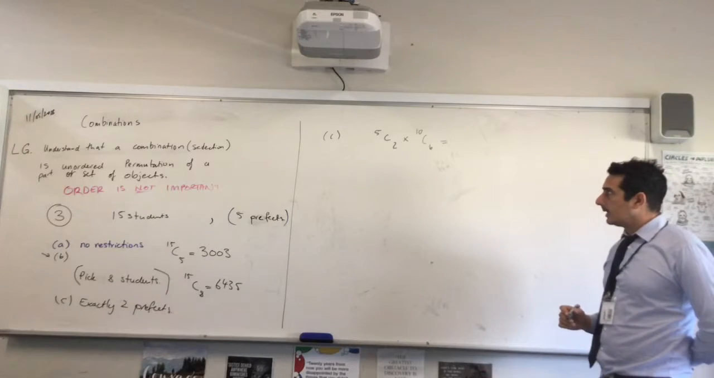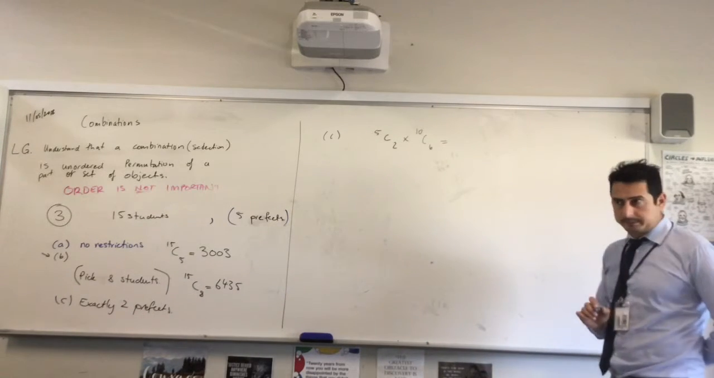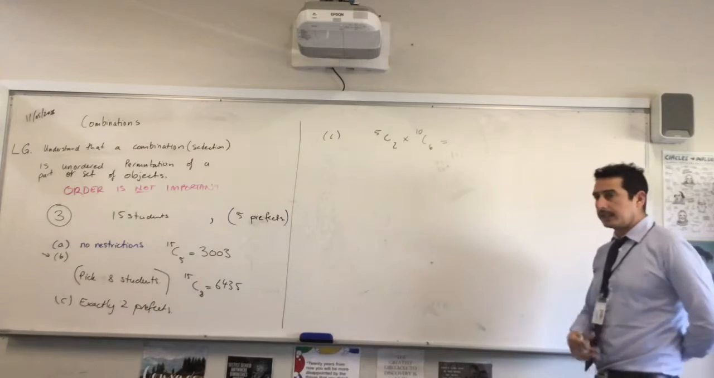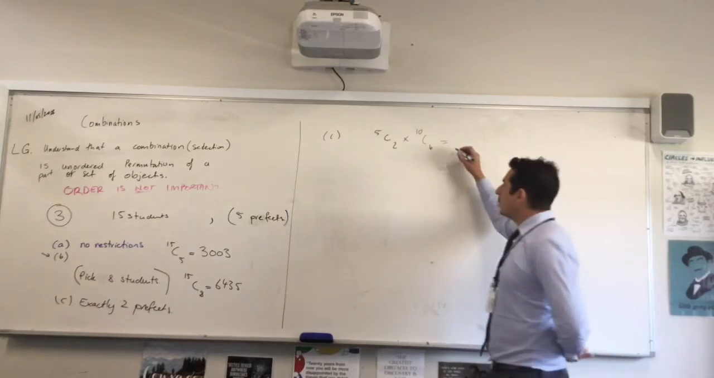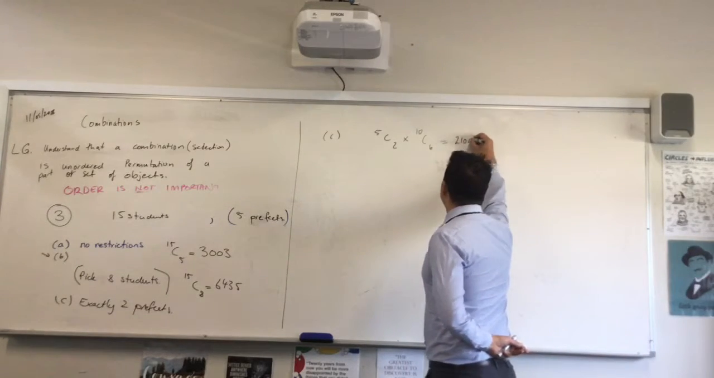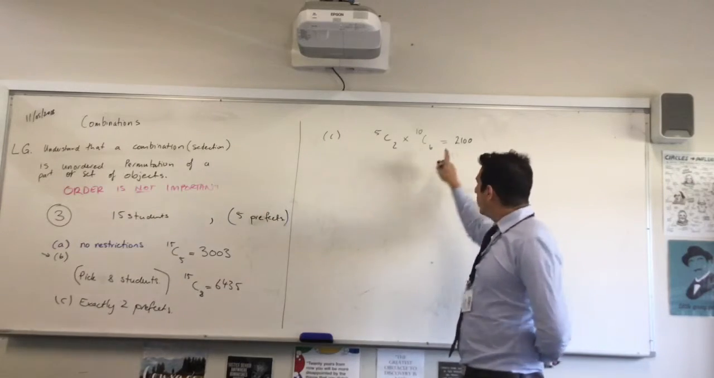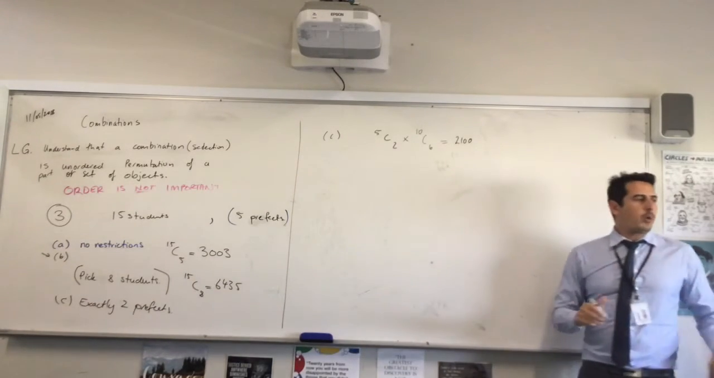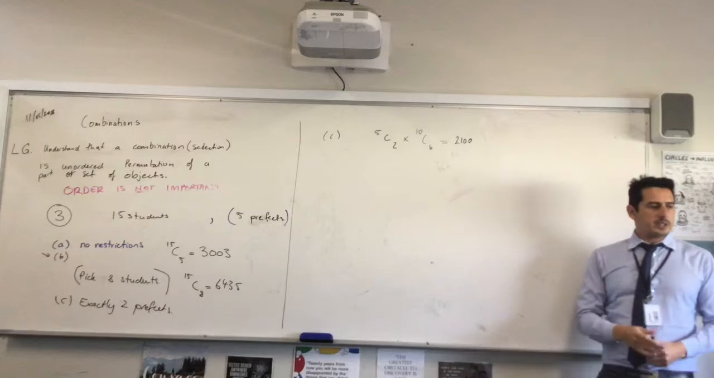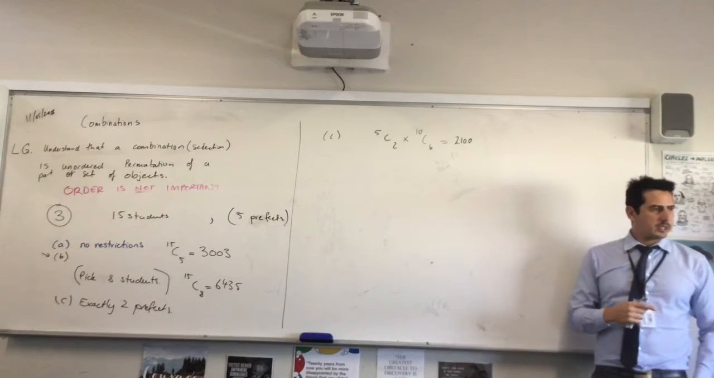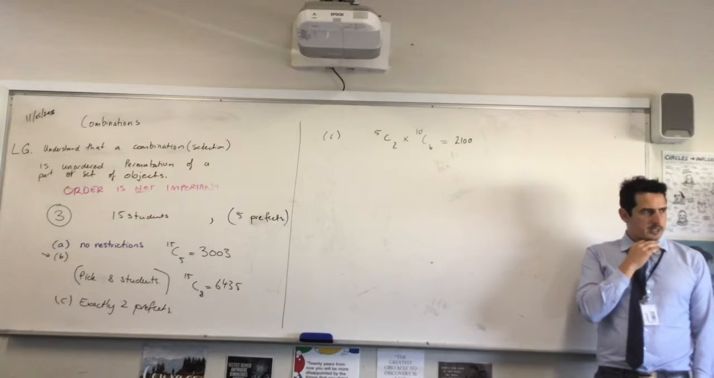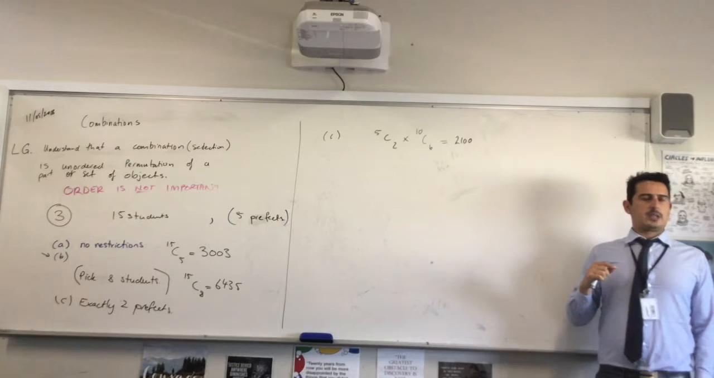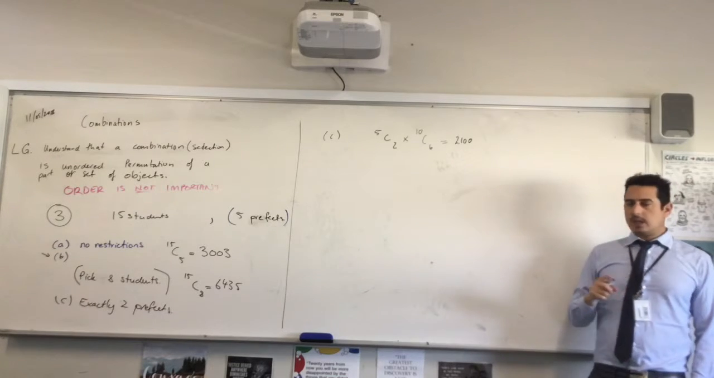5 choose 2 times 10 choose 6. 2,100. And that's really good. Still, that's a lot of combinations. And what's one way that I know that I'm on the right track with this? Did you get the same answer? Yeah. I wouldn't have expected it to be more.